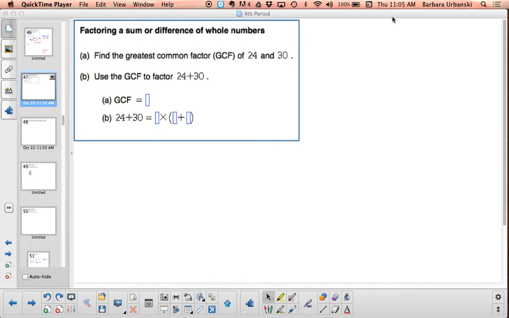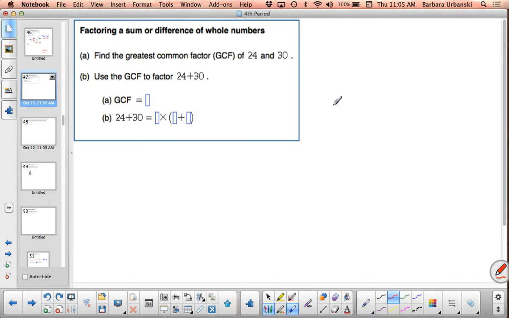Okay, what we're going to be doing today, we're going to be finding the greatest common factor of two numbers and then use that greatest common factor so that we can start into looking at the distributive property. So kind of going from a standard or expanded form to a factored form. So first we're going to take a look at the numbers 24 and 30, and we want to find the greatest common factor.